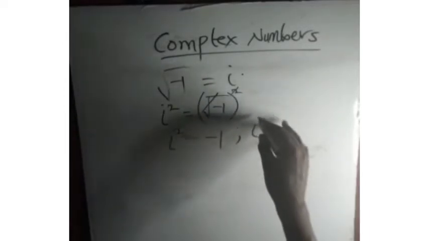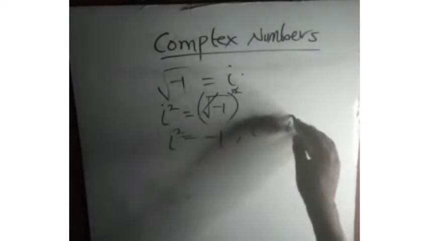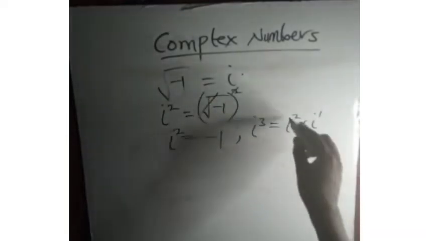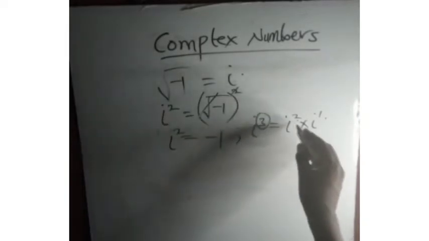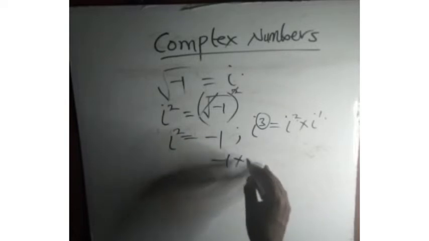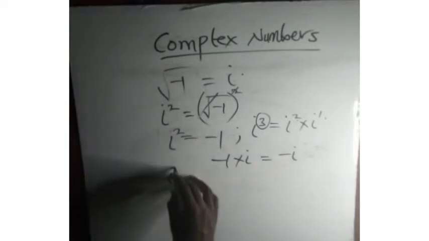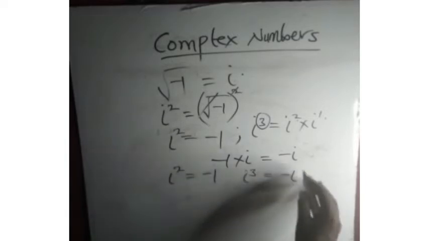So what is going to be the next one? i cubed. What's i cubed? Now I can break i cubed to be equal to i squared times i to the power of 1, because from indices 2 plus 1 is 3, isn't it? So from here i squared is minus 1, times i, which is minus i. So therefore I have it that i squared is minus 1 and i cubed is minus i.